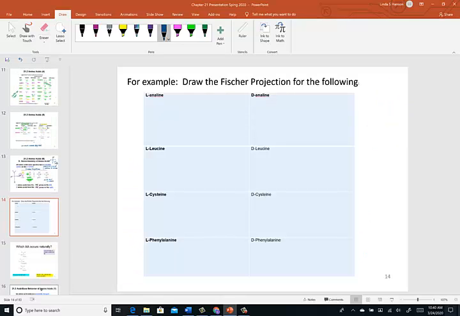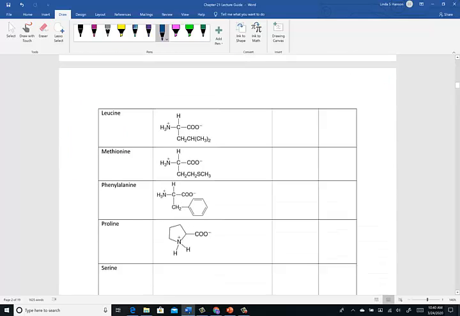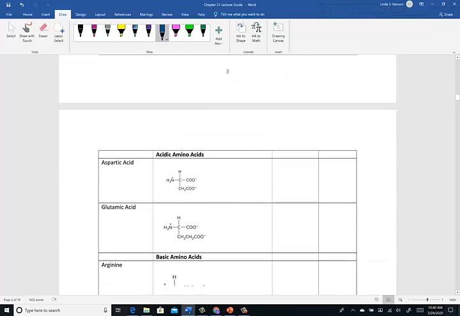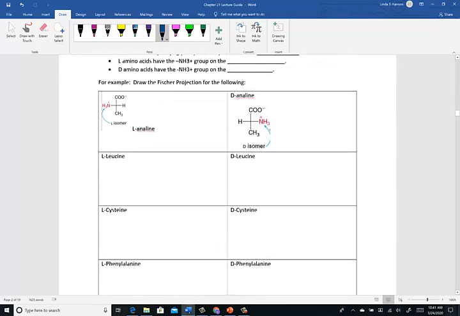Let's practice a moment. Now I know in your note pack I have drawn for you L-alanine and D-alanine. Let's go ahead and take a look at that structure and make sure that we can see what we're being asked to do. So let's scroll down a little bit and find that portion. And I'm asking us to draw the Fisher projection for the following. And I've provided one for you because it was just on our screen a moment ago.